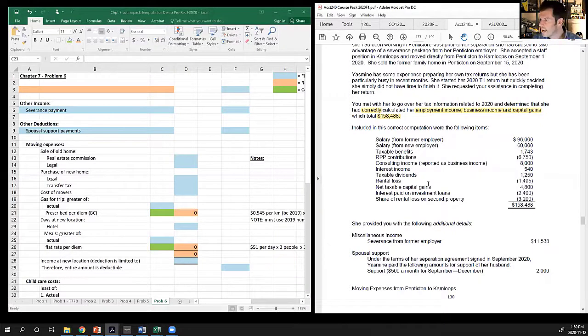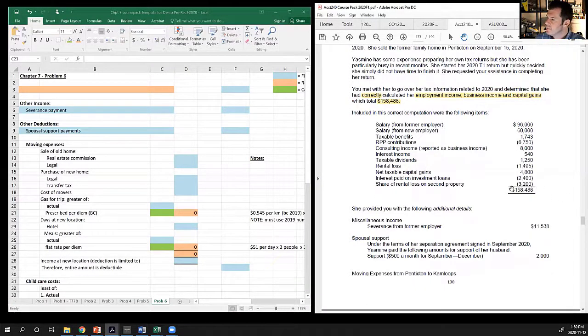This is right. So of the 158,488, you can see what it's made of right here. And irrespective of what's happened in your other courses, I'm telling you right now, for the purposes of this course, there's no way that's ever going to happen. So right there, we have our 158,488, and we can see all of the elements. There's some salary, taxable benefits, RPP. She's got consulting income. That's business income, guys. Interest income, taxable dividends, rental loss. These are all forms of property income. Net taxable capital gains are net taxable capital gains.